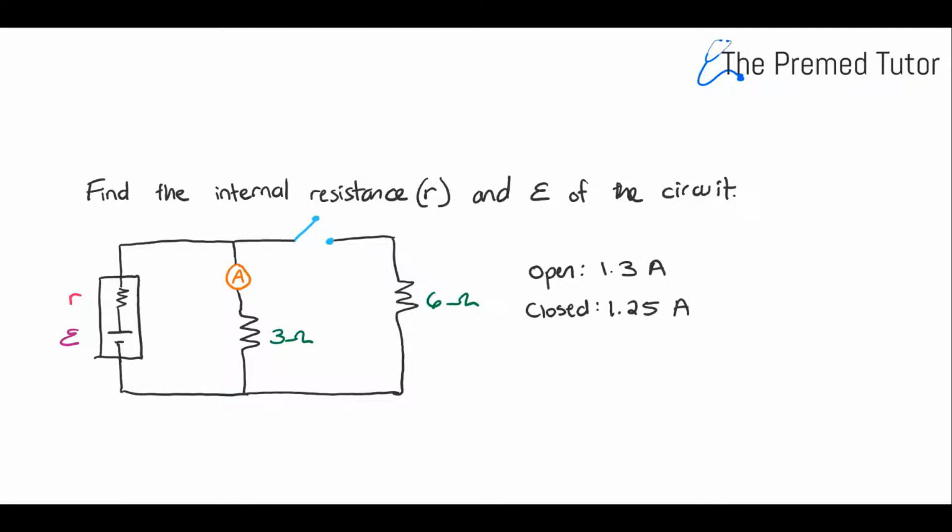The two pieces of information we're given about the circuit is that when open, this ammeter records a value of 1.3 amps, and when closed, it records a smaller value of 1.25 amps. Now, what's the reason for this difference? Well, this is where we have to look at switch placement. When the switch is open, it essentially breaks the path that leads to the 6 ohm resistor. Thus, when the circuit has an open switch, only the 3 ohm resistor has current flowing towards it.